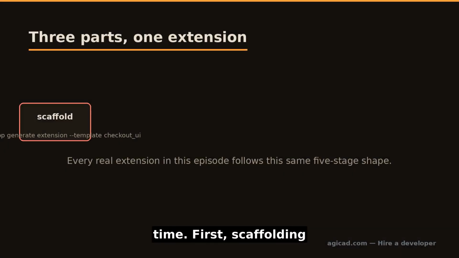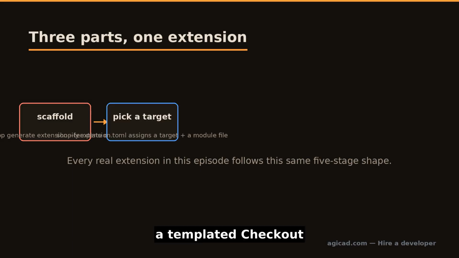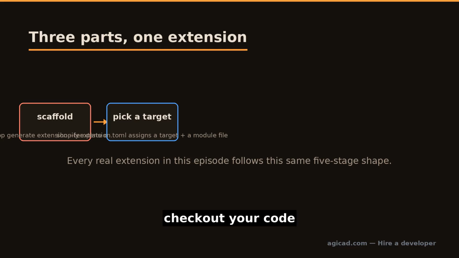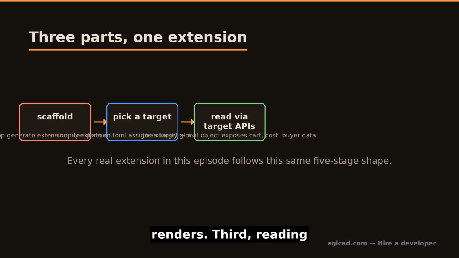Five stages, every time. First, scaffolding. The Shopify CLI generates a starter extension and a templated checkout file. Second, picking a target. The TOML file's targeting array says exactly where in checkout your code renders. Third, reading data. The Shopify global object is how your code sees cart contents, cost totals, and buyer identity.